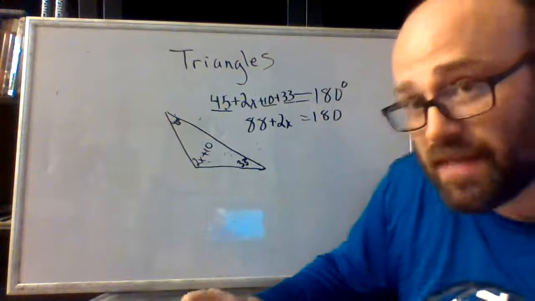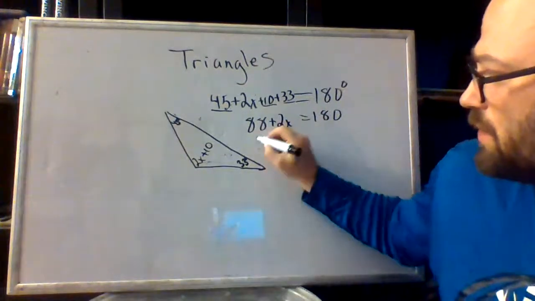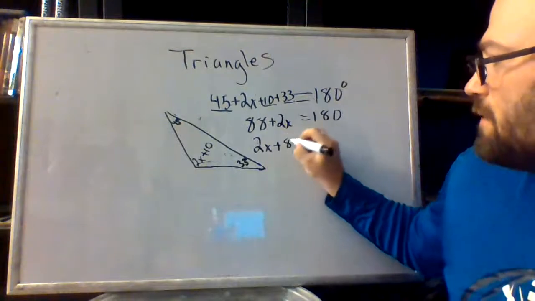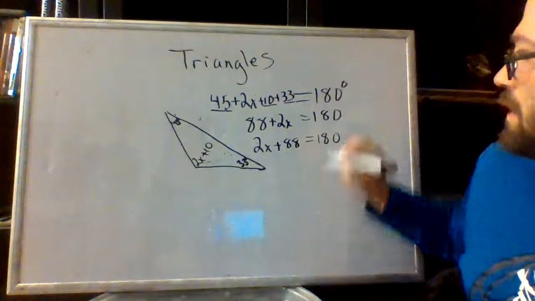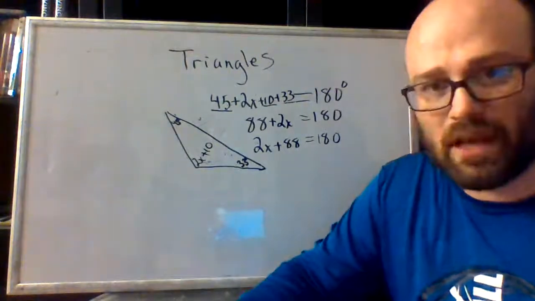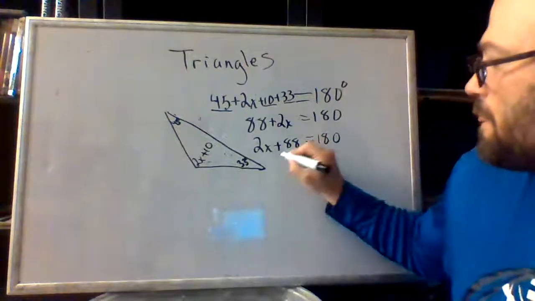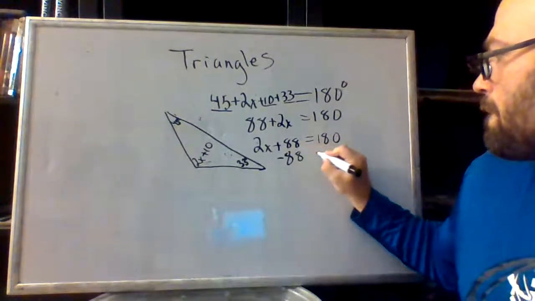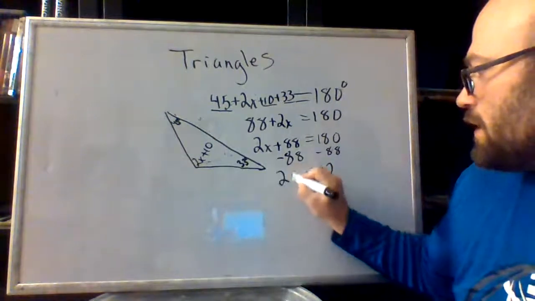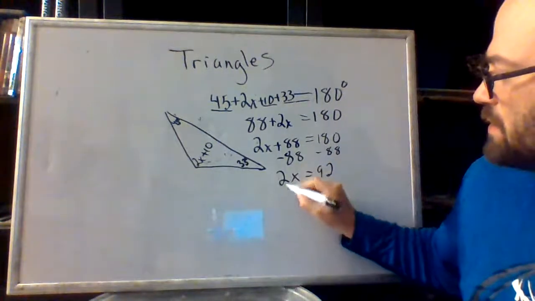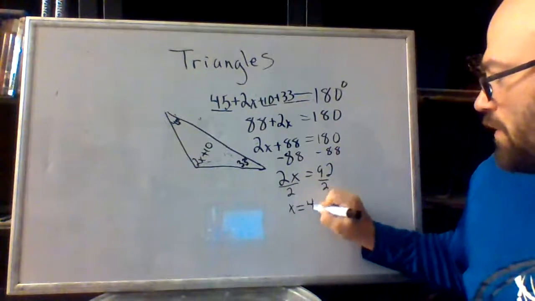So now we can do our two-step equation. Now remember, you can order this any way you want to. If you want to order it 2x plus 88 equals 180, you can do it that way also, and that's probably what you're more familiar with. You're like, oh yeah, I can do that. Subtract my 88 from 180, 92 equals 2x. And so 2x, divide that by 2, x equals 46.